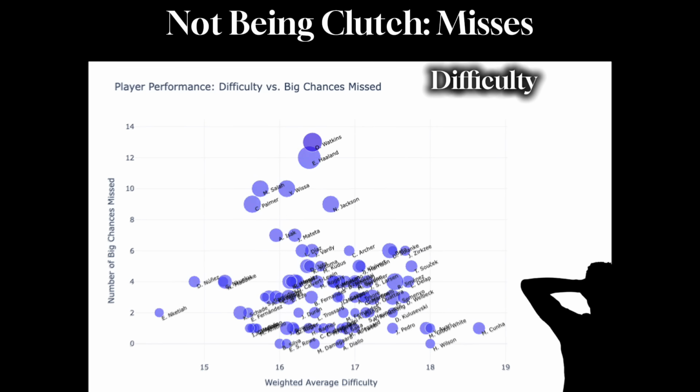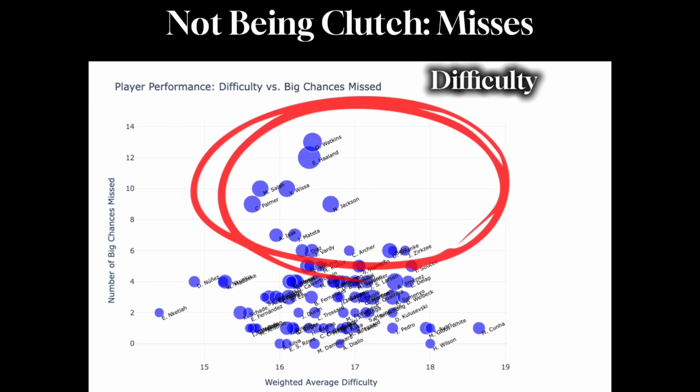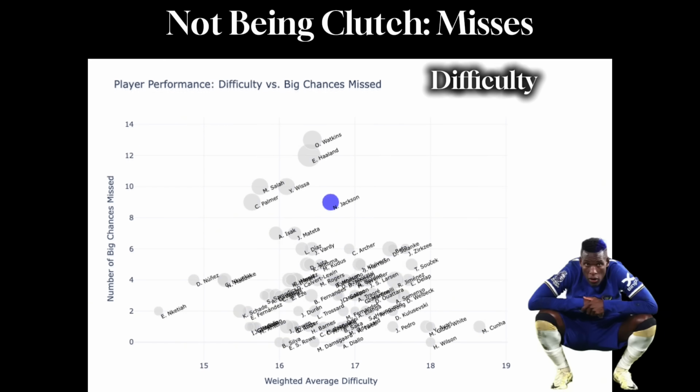What do we see? Although Ollie Watkins scored 10 important goals for Aston Villa, he also missed 13 big chances. You can see most of the league's strikers at or above 6 in terms of the number of big chances missed. This data doesn't look great for Nicholas Jackson, who, of players who missed at least 9 big chances, had the highest weighted difficulty score, which means he was missing these chances in some big games.